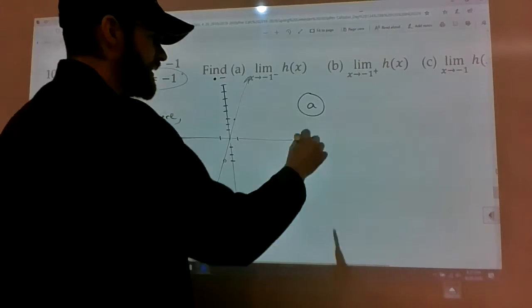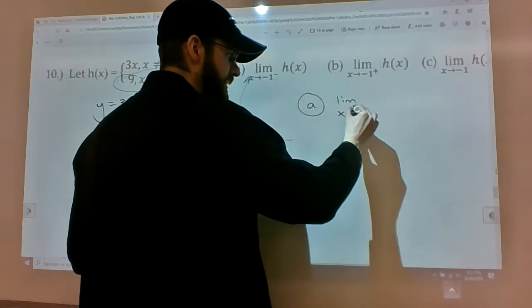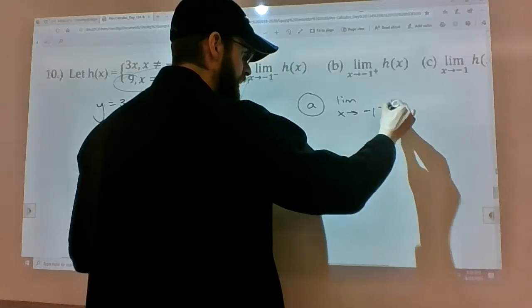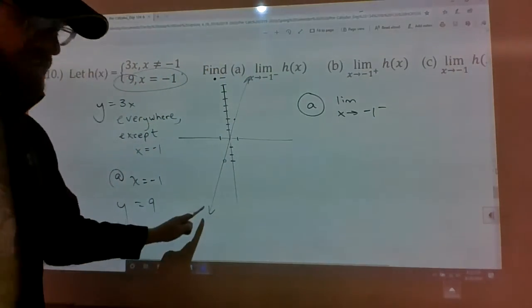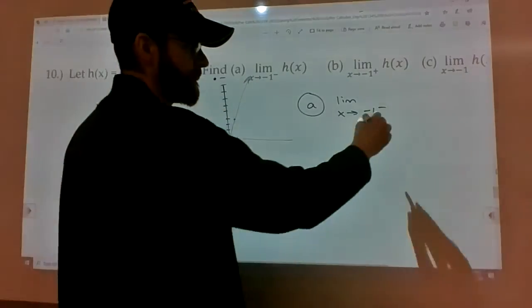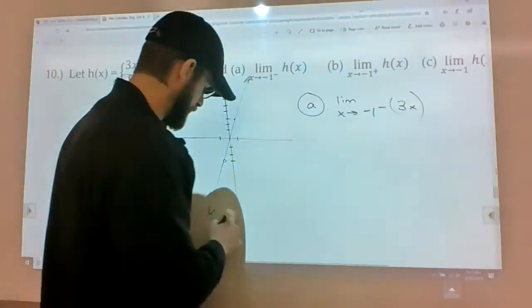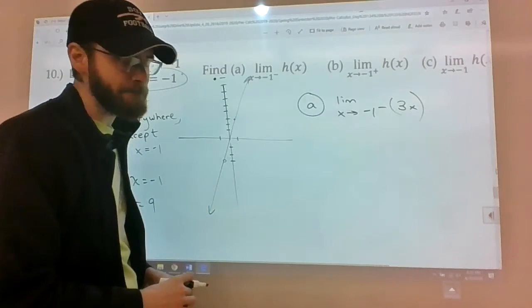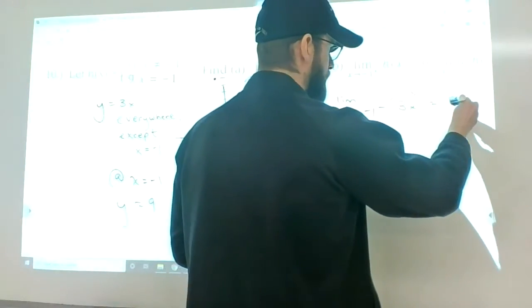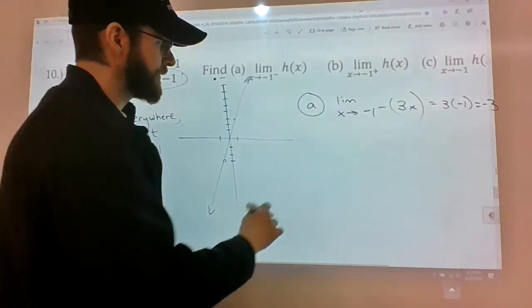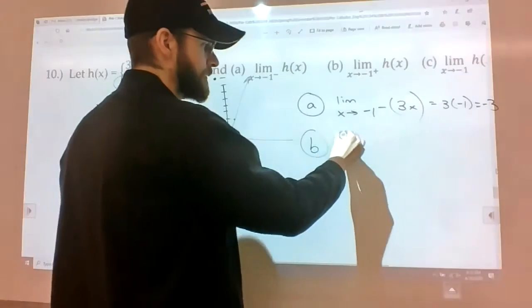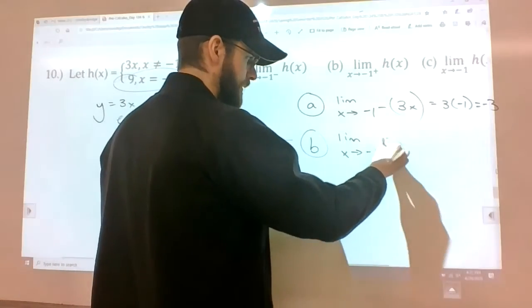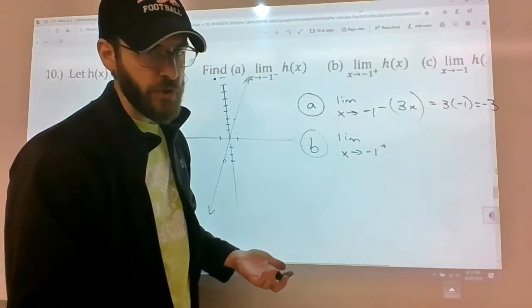For a, the limit from the left is using the 3x because this is the line that we have to use. Okay? So from the left, it's negative 3. And from the right, we're still using that same line. And again, you can plug straight in because there's no domain issues.